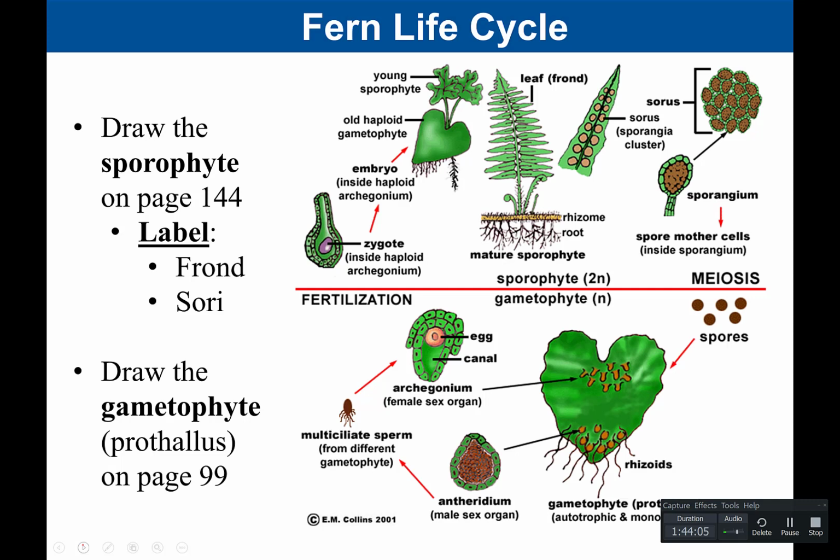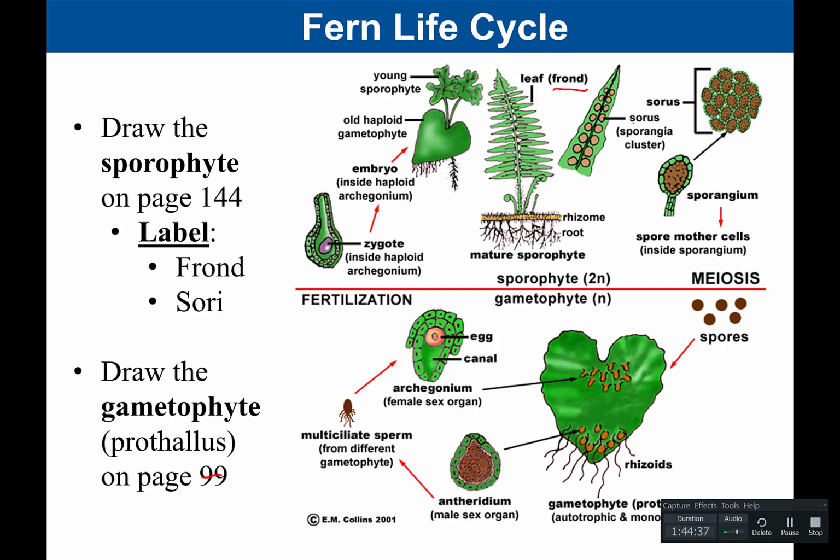So what you're going to do for this one is draw the sporophyte on page 144. And I noticed that this page number is wrong, so ignore the 99. That was from the old lab manual. You can find where to draw that. But for this one, for the fern, you're going to draw the sporophyte. And what you want to draw on the sporophyte is the frond. So this is the frond. And then you want to label the sori.